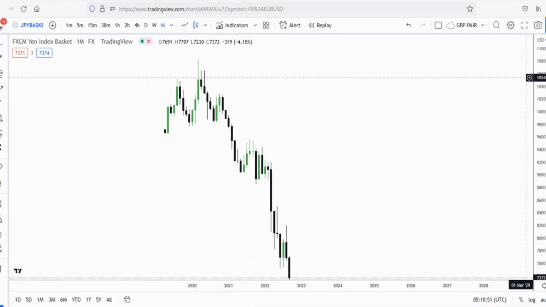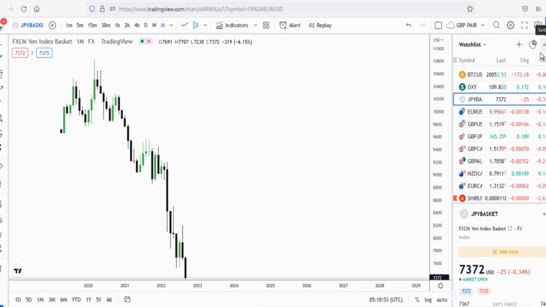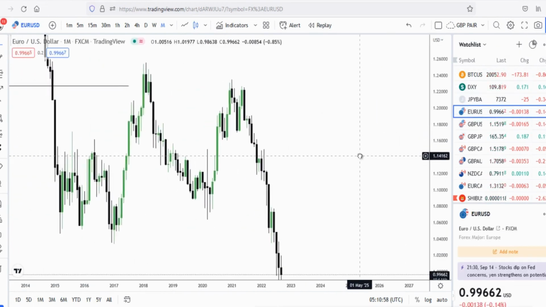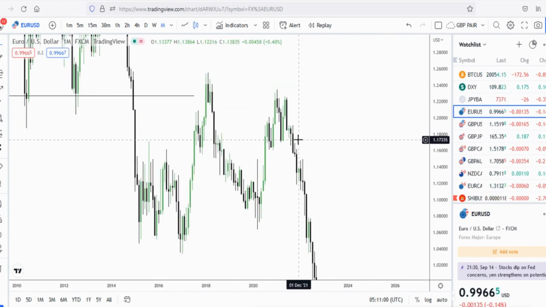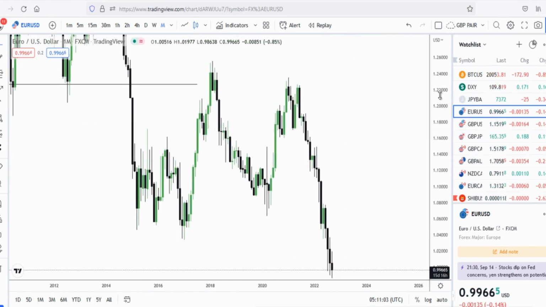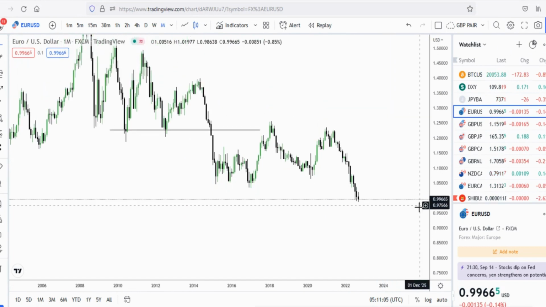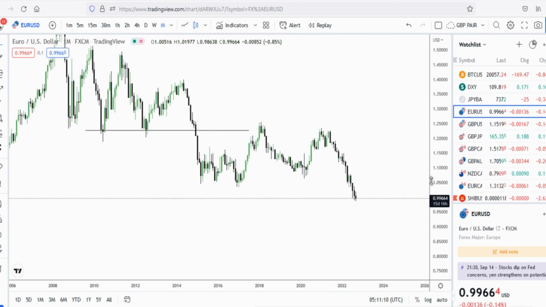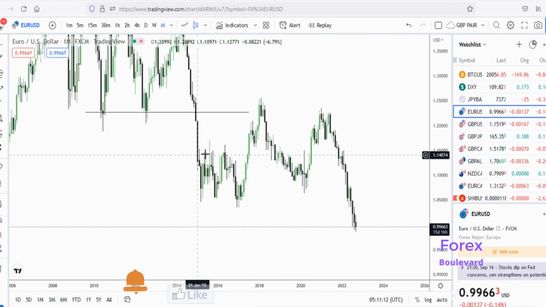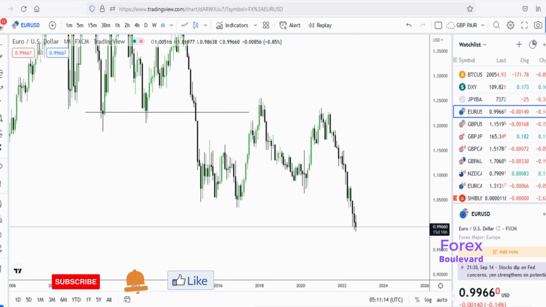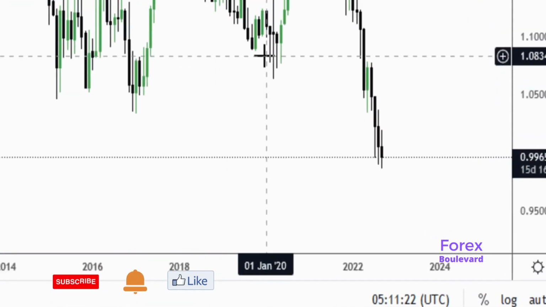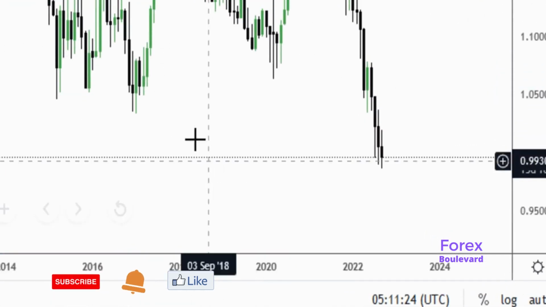Now let's find another chart. Let me see. Euro USD. So these things don't actually play out like a textbook format. We also have another one here, I think on the monthly. Like I said, it's not that neat, but just for you to have a general idea. So this is the neckline.